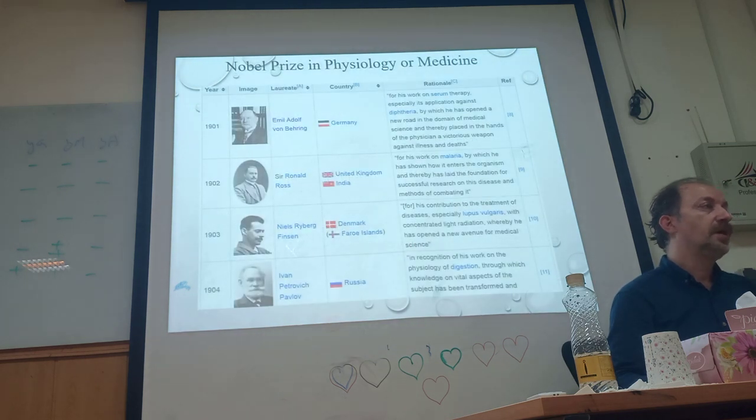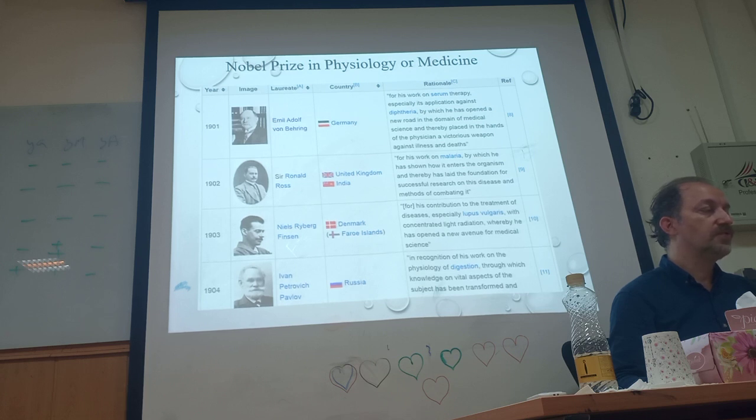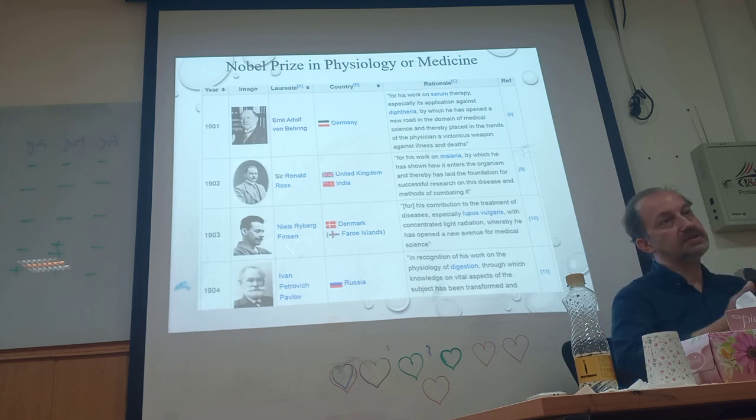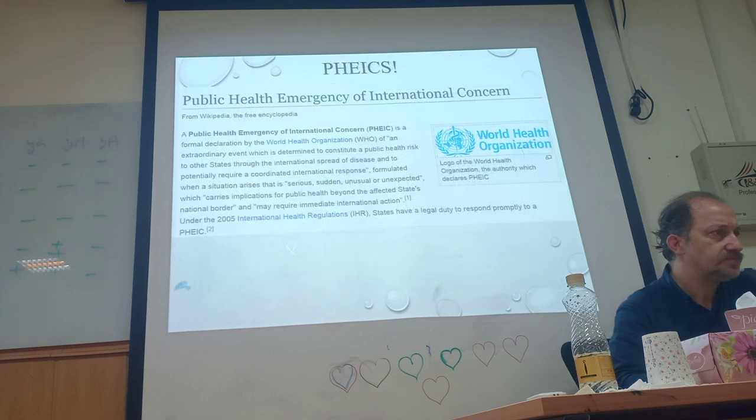If you have a look at the history of the Nobel Prize, you will realize that the first Nobel Prize also went to Dr. Behring for serum therapy against diphtheria. In 1902, it went to Ronald Ross for his work on malaria, and in 1903 to Dr. Finsen for his contribution to the treatment of lupus vulgaris. So you can see that many of the Nobel medicine prizes came from an immunology background, and it continues during recent years as well.